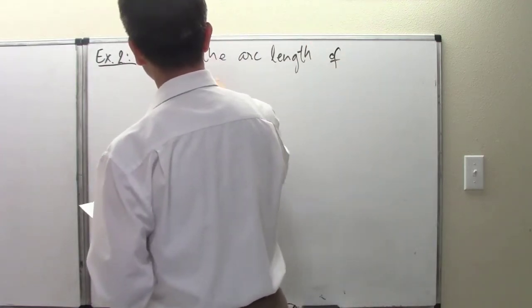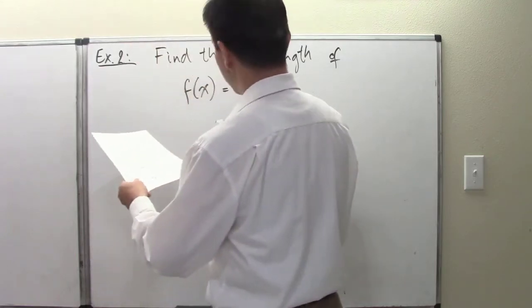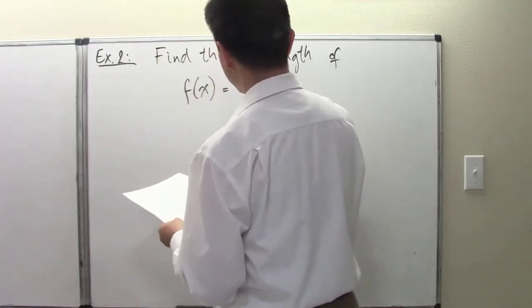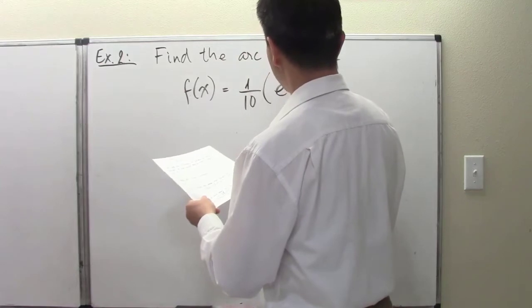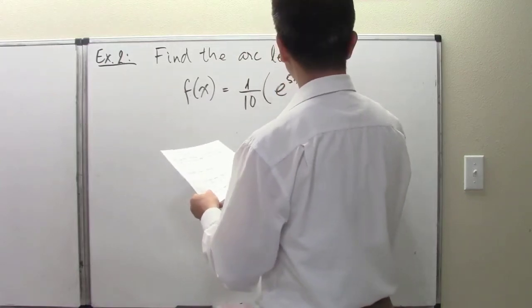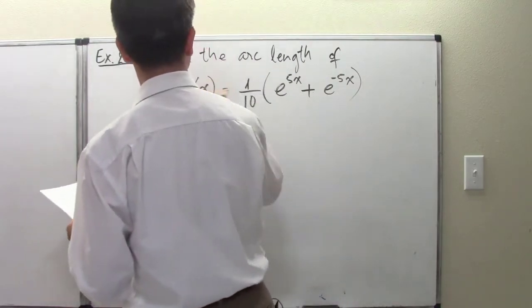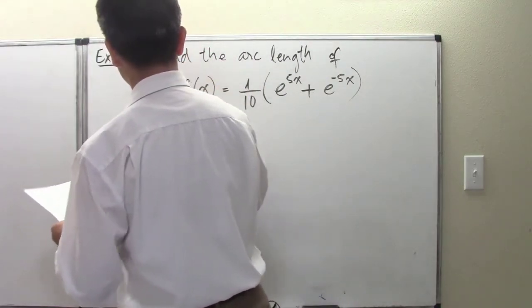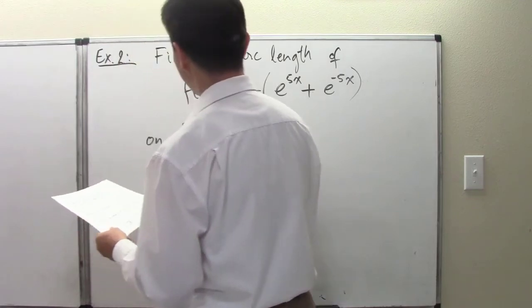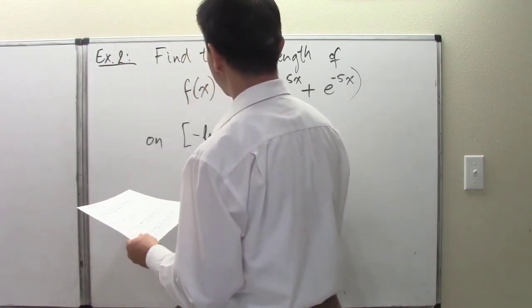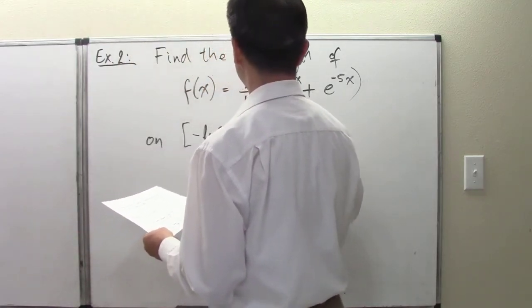So the graph here is the curve from the function f of x equals 1 over 10 times e to the 5x plus e to the minus 5x. Okay. And then this is an arc that's on the interval from minus natural log of 3 to positive natural log of 3.